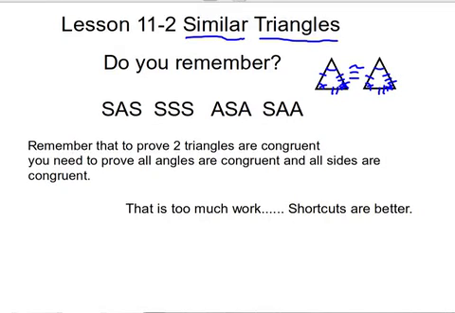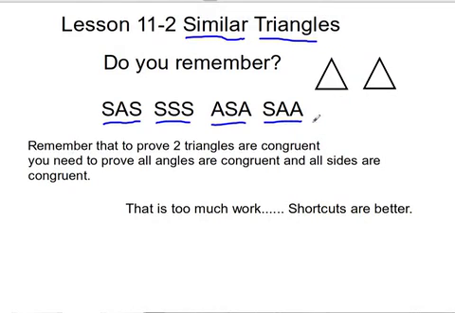And what we discovered was that was an awful lot of work. So what we did was we looked at some shortcuts, and we came up with 4 shortcuts for proving triangles are congruent: SAS, SSS, ASA, and SAA, and those 4 work every single time as shortcuts.